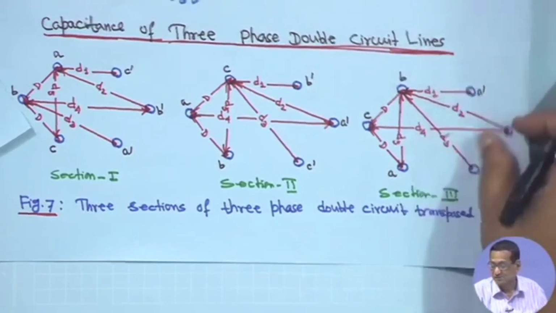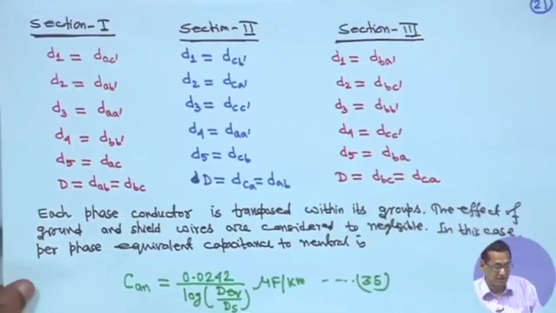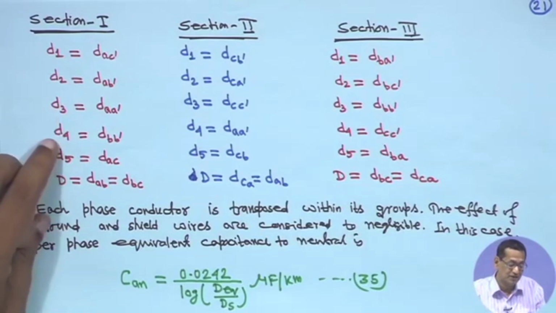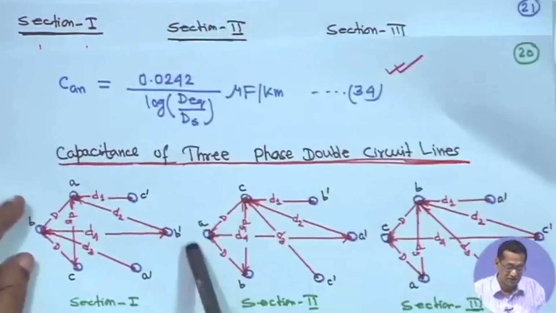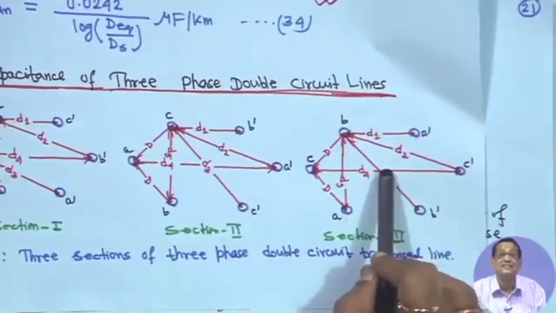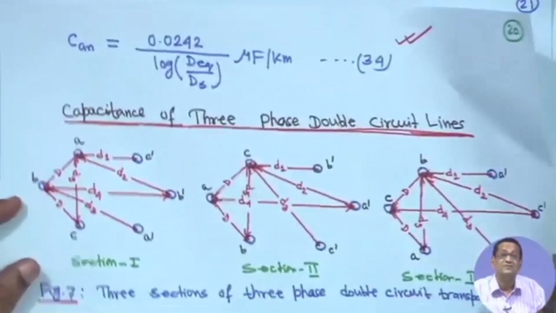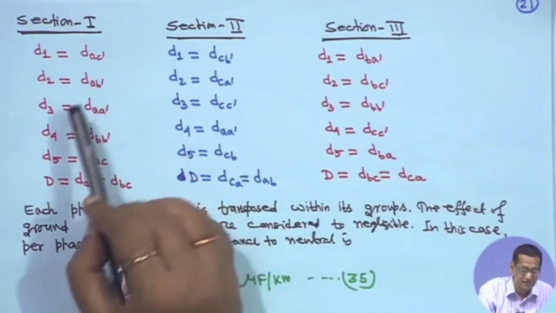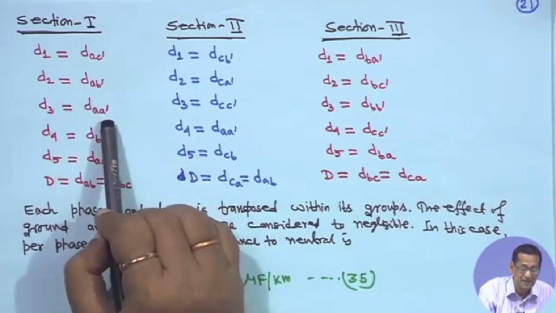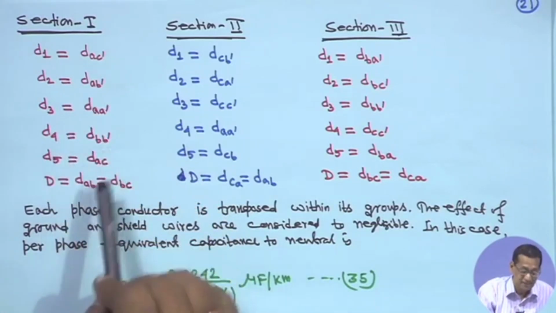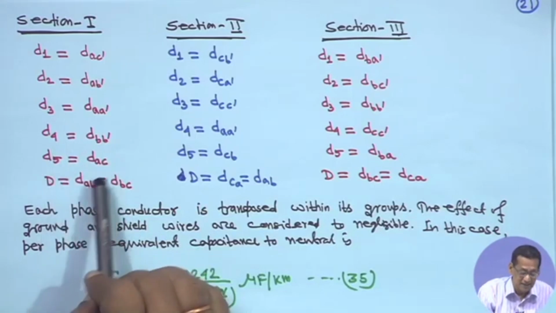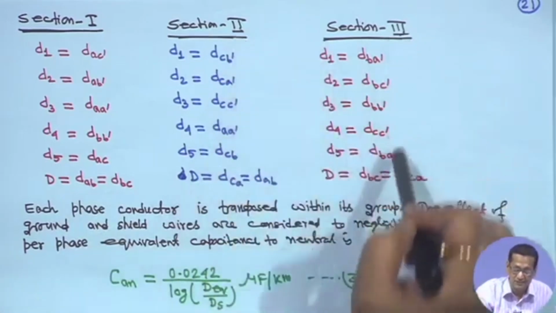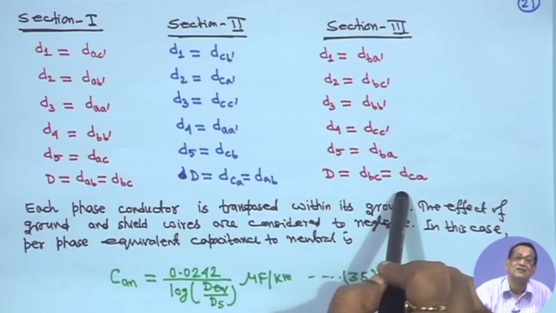Now, the distances are marked for easy understanding: D1, D2 for section 1, section 2 and section 3. For all these cases, D1 is equal to DAC dash, D2 is DAB dash, D3 is DAA dash, D4 is DBB dash, D5 is equal to DAC, and capital D is equal to DAB is equal to DBC. Similarly, for section 2 and section 3 all the distances are marked.